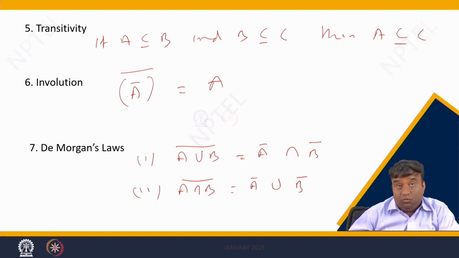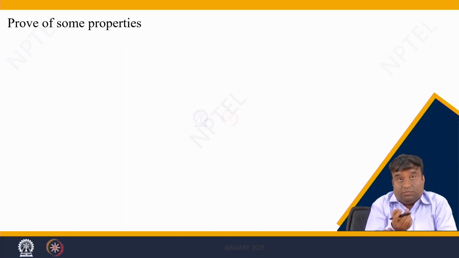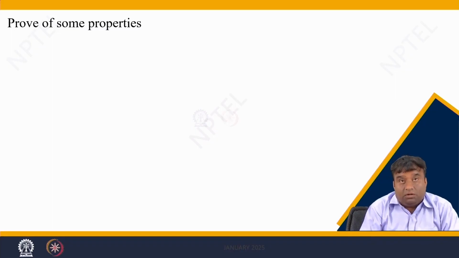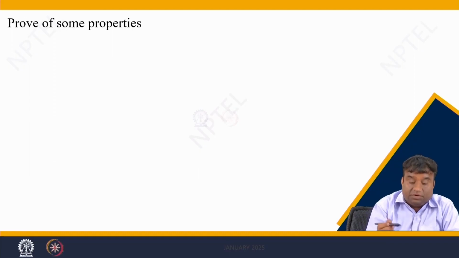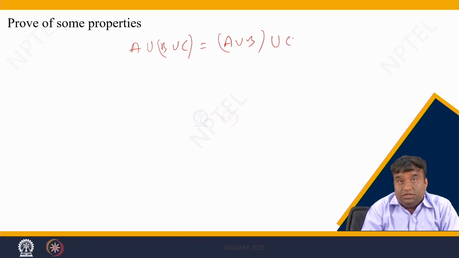Now we can prove all the properties, but we are going to prove just some of them. Suppose we are proving commutative or distributive or associative. Let us first prove the associative property, that A union (B union C) is equal to (A union B) union C. So we are going to prove this. Okay, all are fuzzy sets.